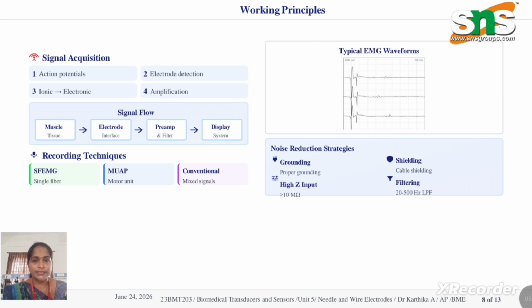See the working principle. First thing is action potentials. Extract the action potential. Second thing, electrode detection. Third one is ionic to electronic transition. Finally, amplification. The signal flow starts from muscle or tissue, then electrode interface, preamplifier and filter, and finally display. Our main thing is we have to extract the signal and convert those bio signals into electric signals, and finally we give a high valued signal as output.